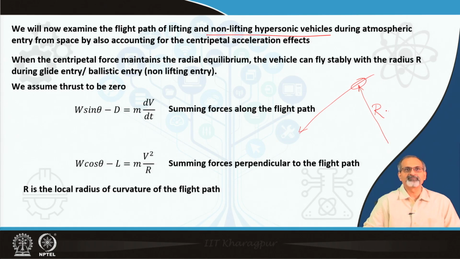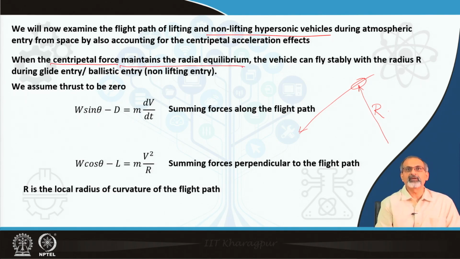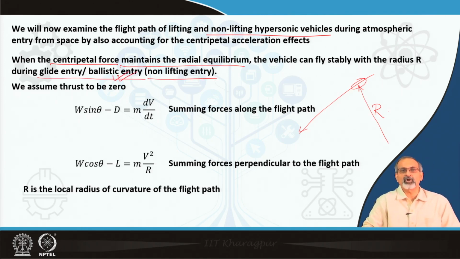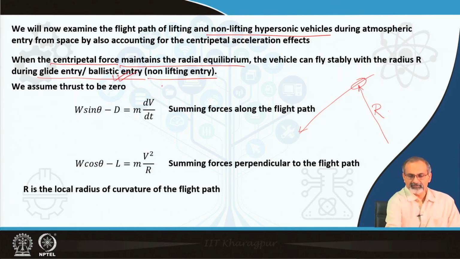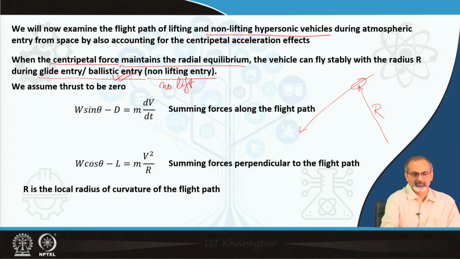If you account for that, the centrifugal force maintains the radial equilibrium, and then the vehicle can fly stably with radius r during glide entry or ballistic entry. The ballistic entry is of course for a non-lifting entry, with no lift or zero lift, unlike the cases which we just dealt with, where lift was a major consideration. In fact, that was larger than drag by a few times.